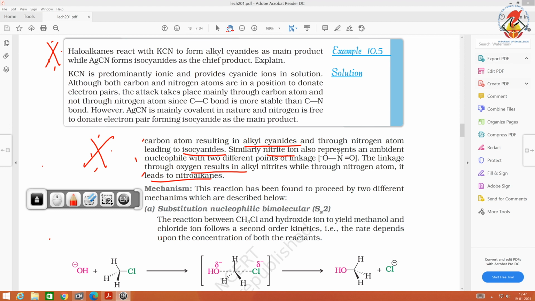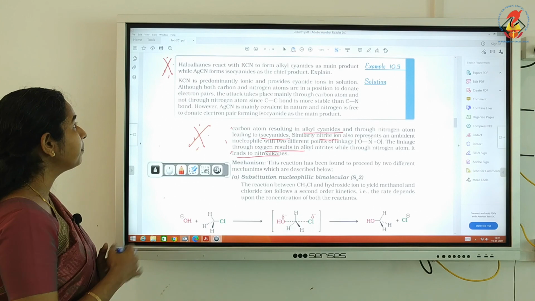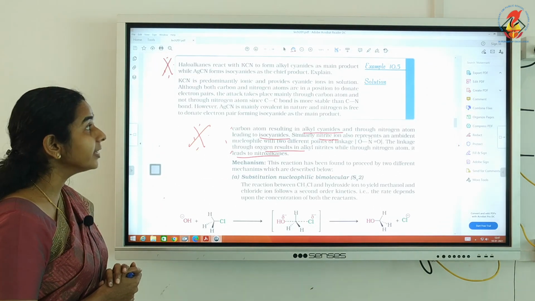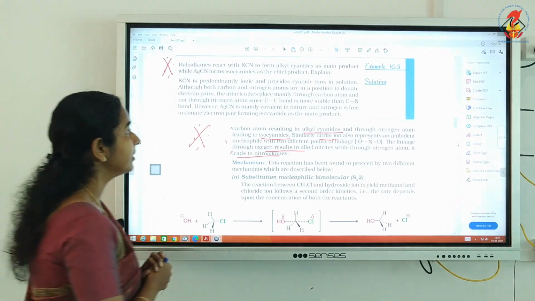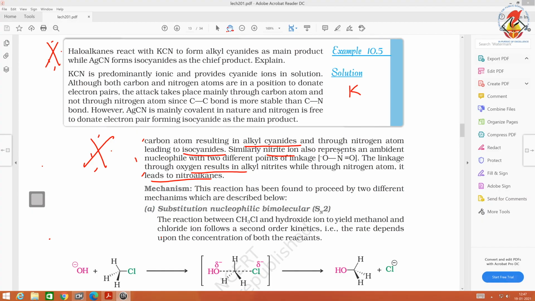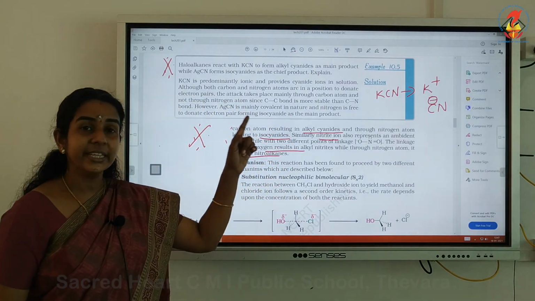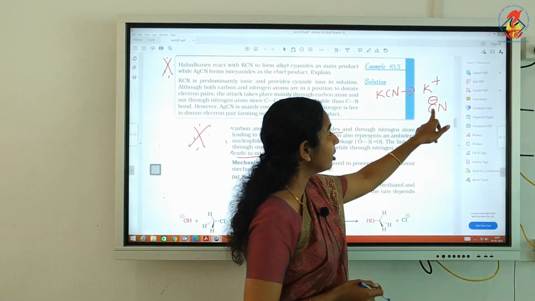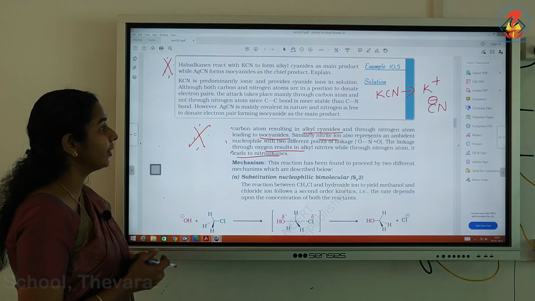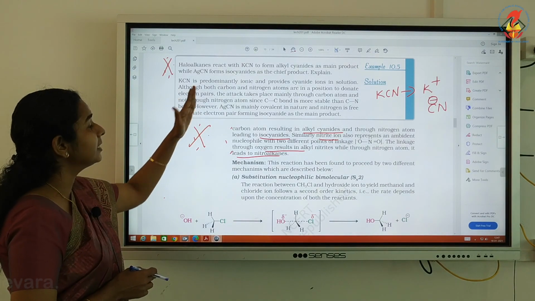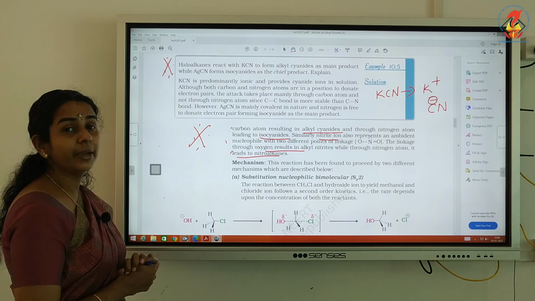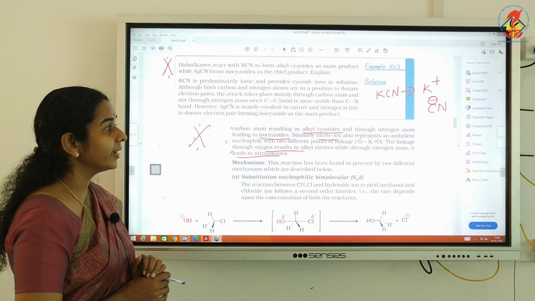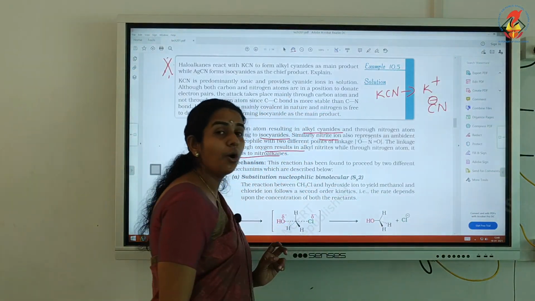Haloalkanes when reacted with KCN form alkyl cyanides as the main product, while AgCN forms isocyanides. Why? The reason is, when KCN undergoes ionization, we know that it gives K plus and CN minus, because KCN is an ionic compound. Here the negative charge is on carbon. So what is the speciality of CN minus? KCN is predominantly an ionic compound and provides CN minus ions in solution. In CN minus we know that there is a lone pair on nitrogen.